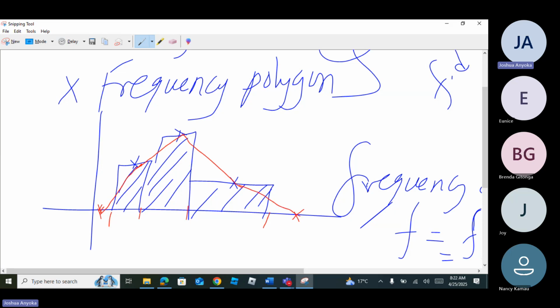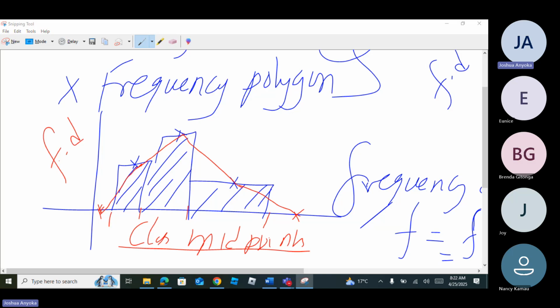So the frequency polygon is the graph of frequency density against class midpoints. This is what we call a frequency polygon. Let us go to questions and see how they will behave.